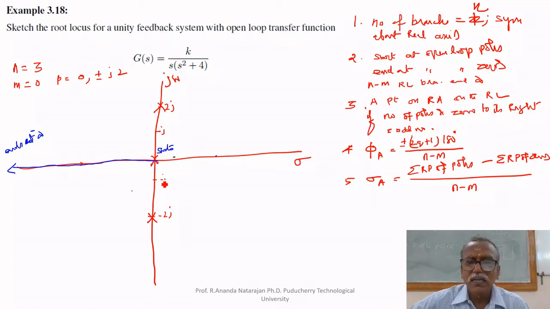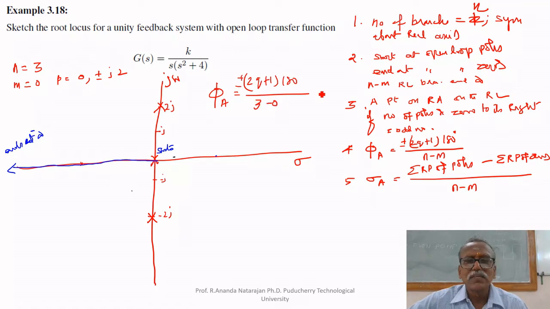Then, what is phi A? Phi A equals (2q + 1) multiplied by plus or minus 180, divided by n minus m, with n equal to 3 and m equal to 0. Here q equals 0, 1, 2, up to 2 only, because there are only 3 root locus branches. Only 3 angles we have to find.